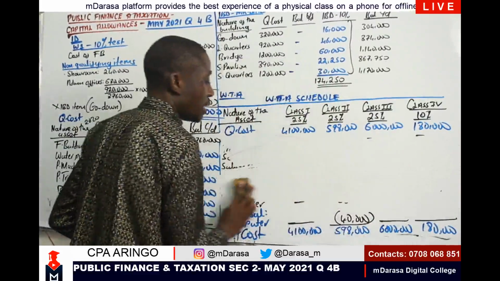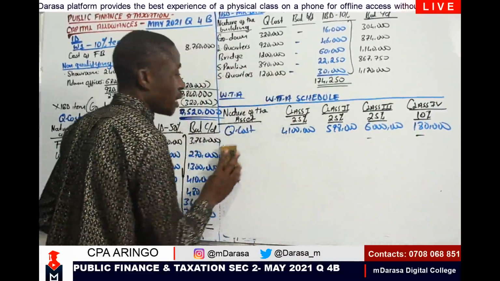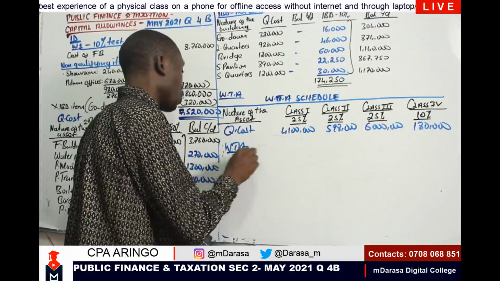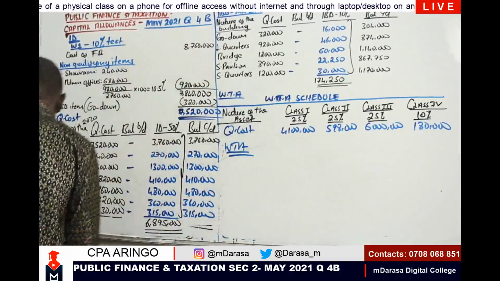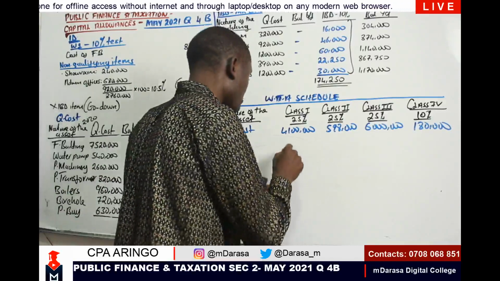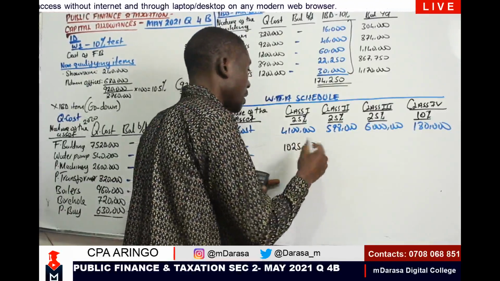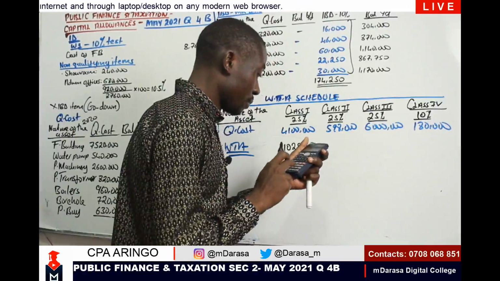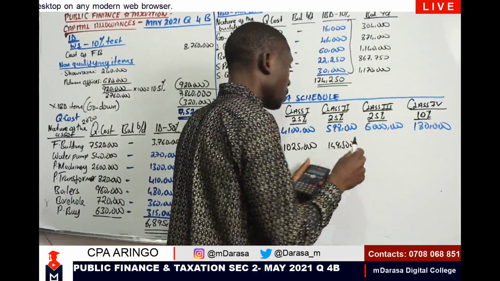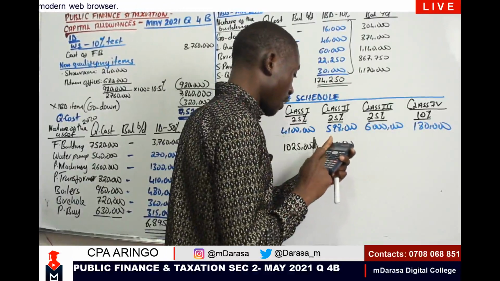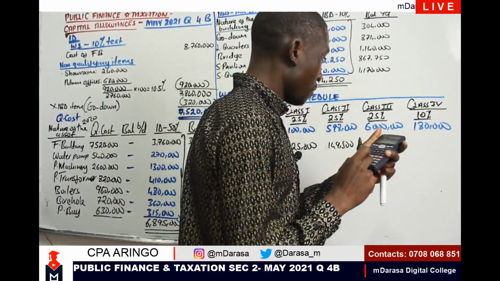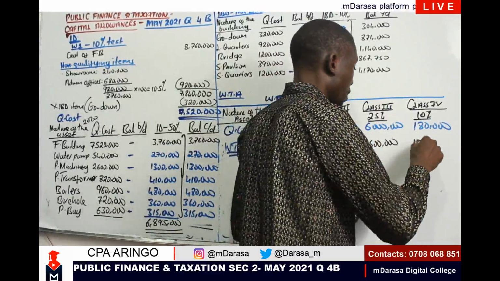So therefore, my good students, this is how we are going to compute our WTA. For class one, I will be taking 4.1 times 25% to give me 1,025,000. Remember, this one doesn't have the effect of time. 598,000 by 0.25 to give us 149,500. 6 million by 25% to give us 1.5. And 180,000 by 10% to give us 18,000.